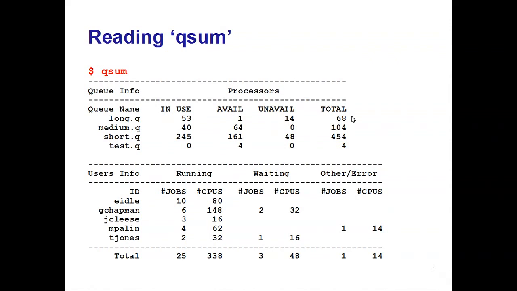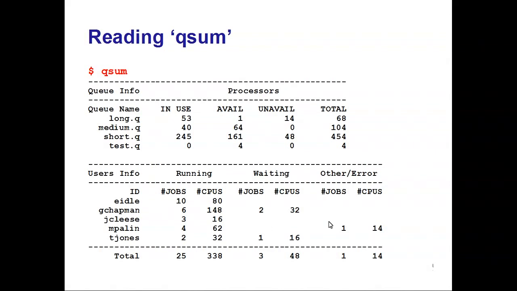So the first section tries to give you a bit of an overview of how busy the system is. You can look at the available column and get some sense for how many slots are not actually running at the moment. Down below is a generalized overview of how many people are waiting to use the system. So the key thing down here is how many CPUs are there in the waiting section of the bottom piece of QSum.